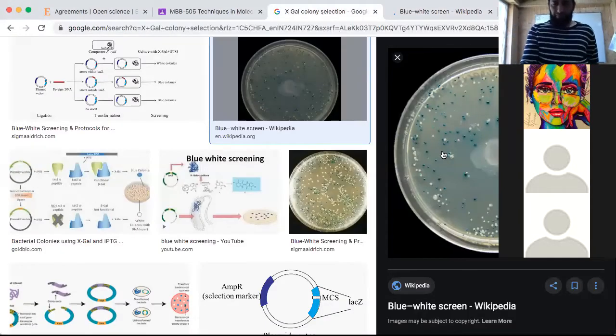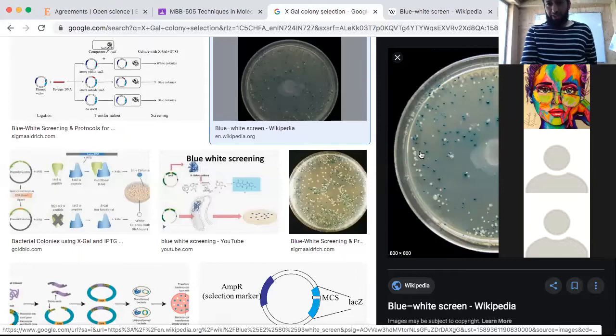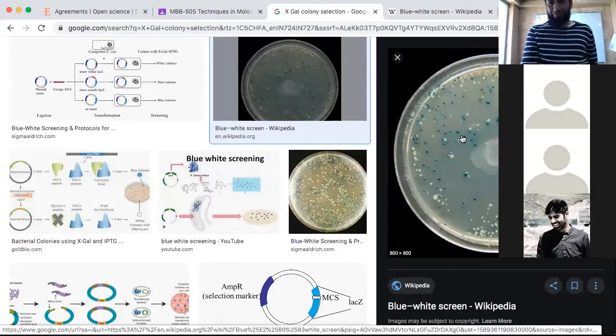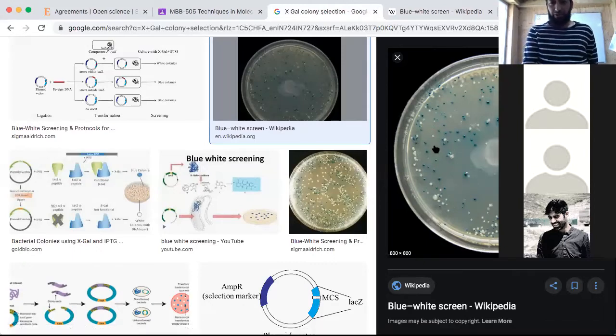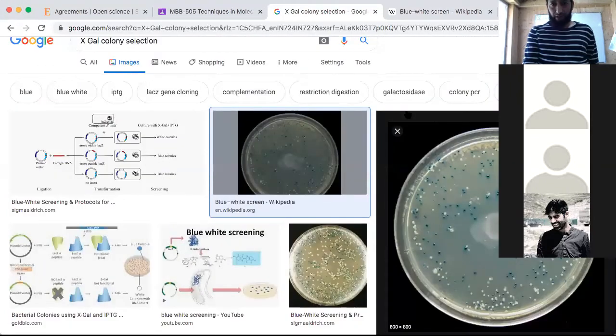Okay, this is your blue-white selection. So you see how blue colonies are and how white colonies are. Our interest is in white colonies because these are the colonies that will have our gene of interest. And blue colonies are empty vector religated, so they will not have a gene of interest.